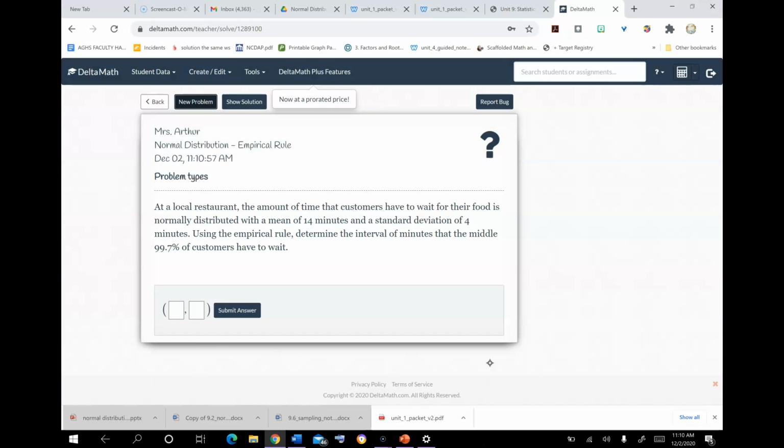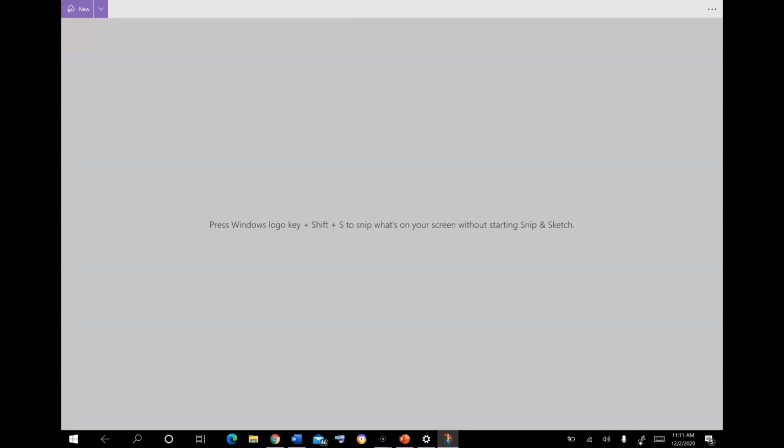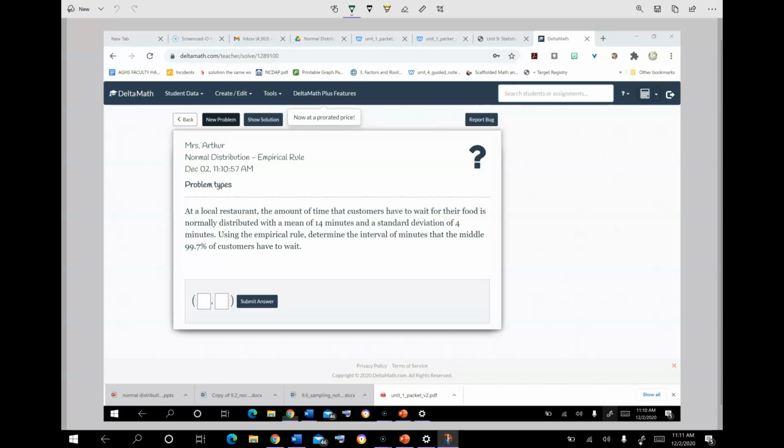All right, new problem. Take a screenshot. I'm going to do 3 from each. So this one says, at a local restaurant, the amount of time that customers have to wait for their food is normally distributed with a mean of 14 minutes and a standard deviation of 4. Using the empirical rule, determine the interval of minutes in the 99.7. 99.7 is your 3, your plus or minus 3 standard deviations, okay?